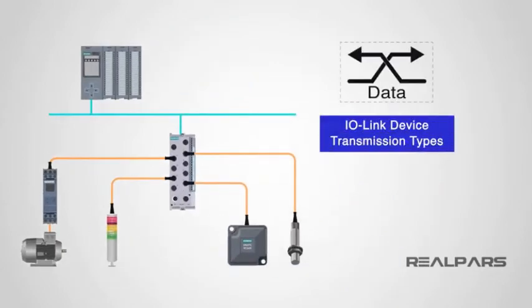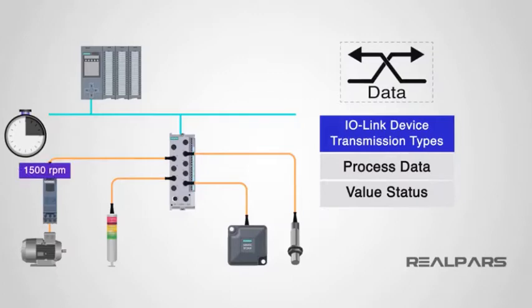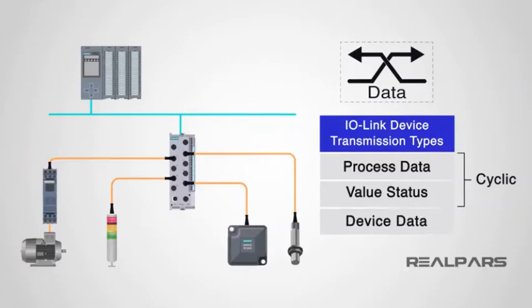An I/O link device transmits process data and value status periodically at a regular defined interval. This is called cyclic transmission. Device data, such as diagnostics and events, are transmitted when they are needed. This is called acyclic transmission.